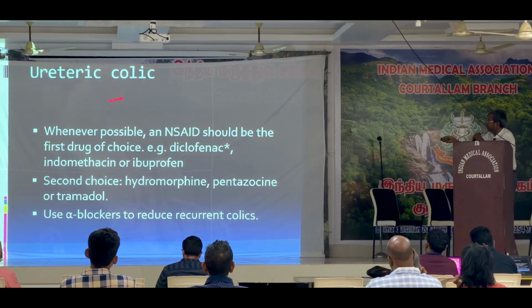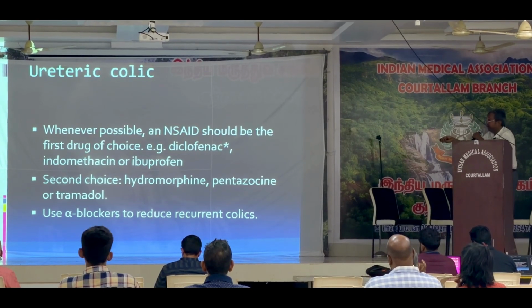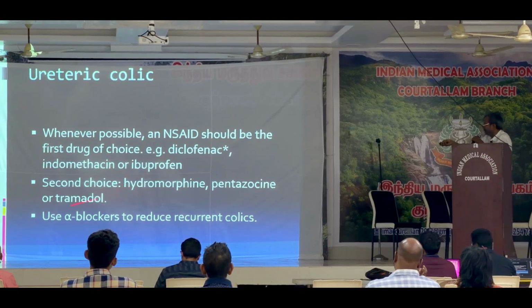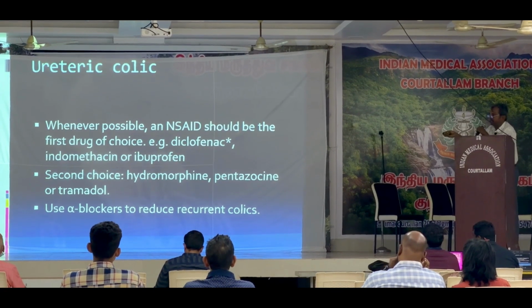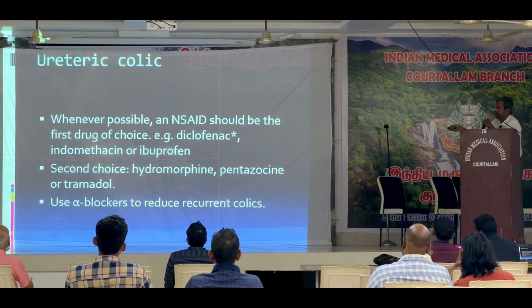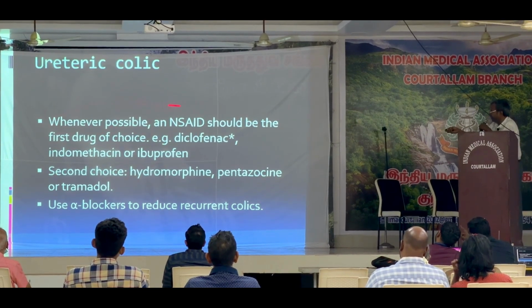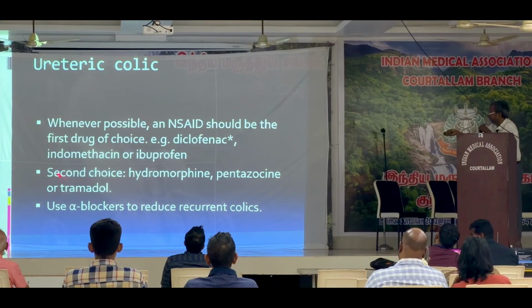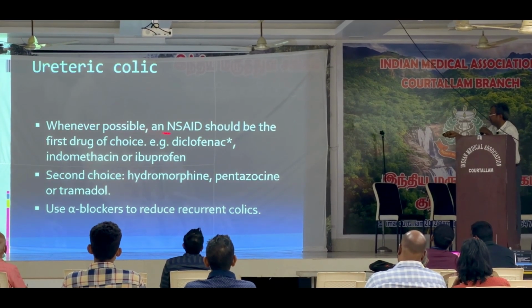In ureteric stone disease, the drug of choice is still NSAIDs, but as urologists, we prefer tramadol because the basic etiology of urolithiasis is decreased GFR. Whatever NSAID we give is also going to decrease GFR, so we don't prefer it as a first line. We prefer tramadol followed by IV paracetamol. If both are not working, we give an NSAID.